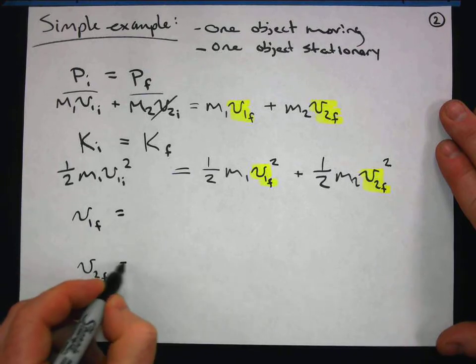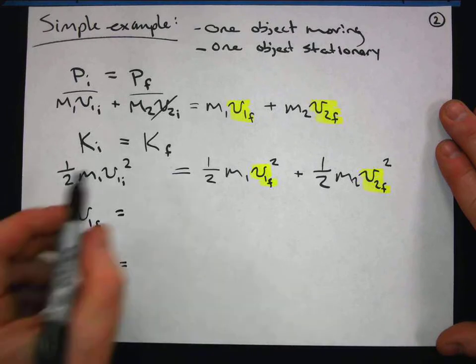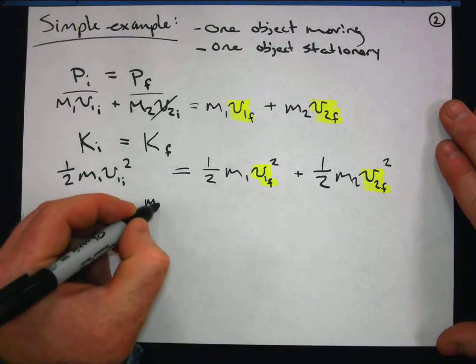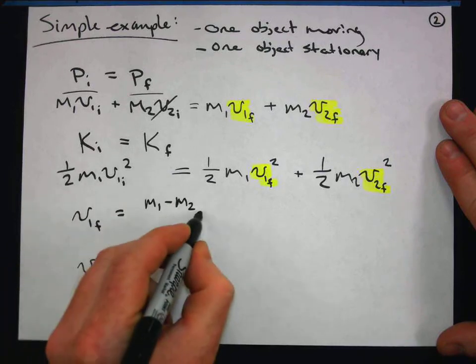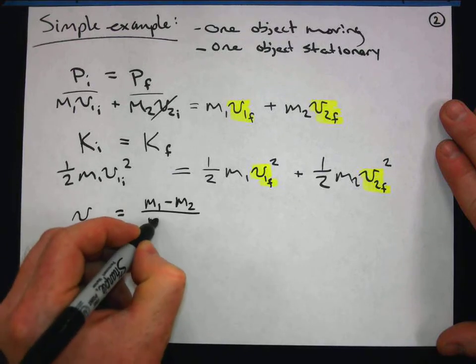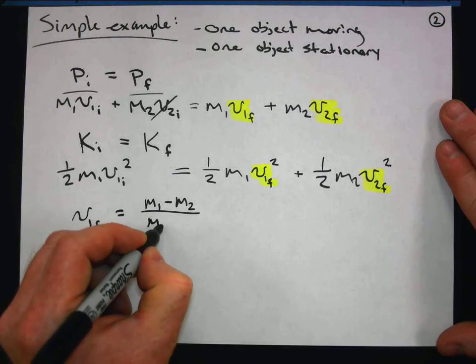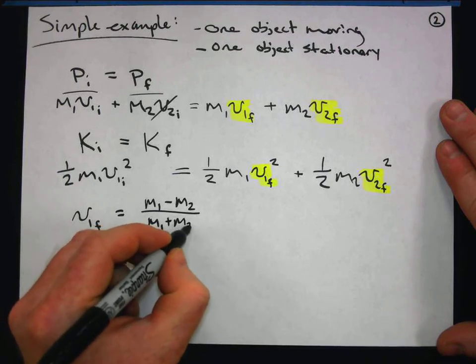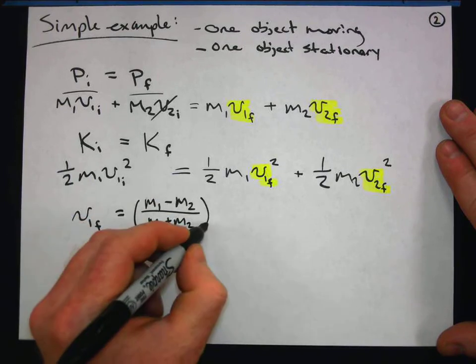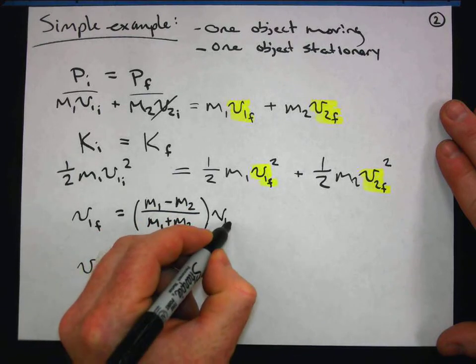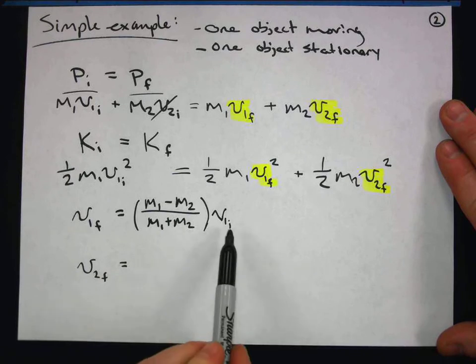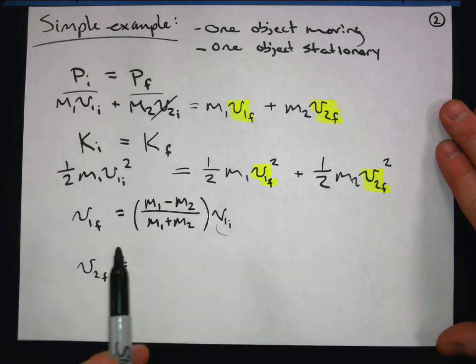So the first one, it turns out, is related to the masses in this way. We have m1 minus m2 divided by m1 plus m2. And that entire fraction is multiplied by the initial velocity of object 1. Now this is interesting because that's the only initial velocity that really existed in the first place.